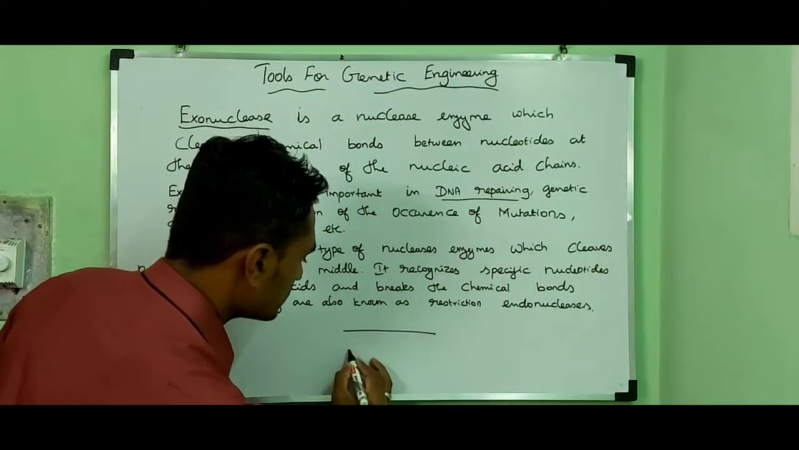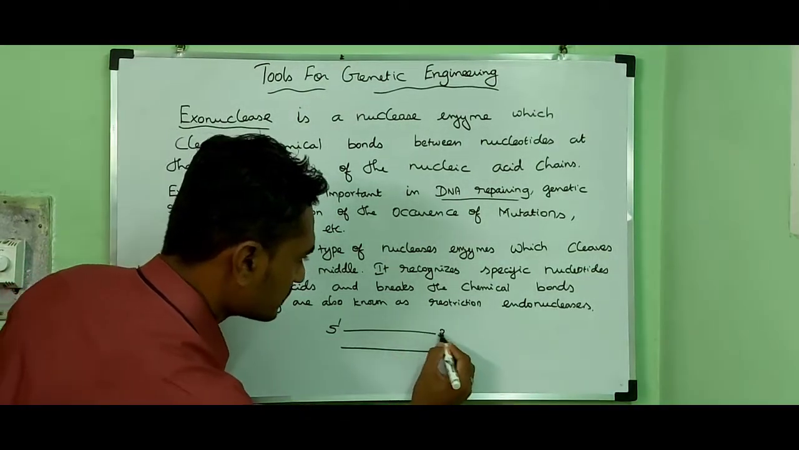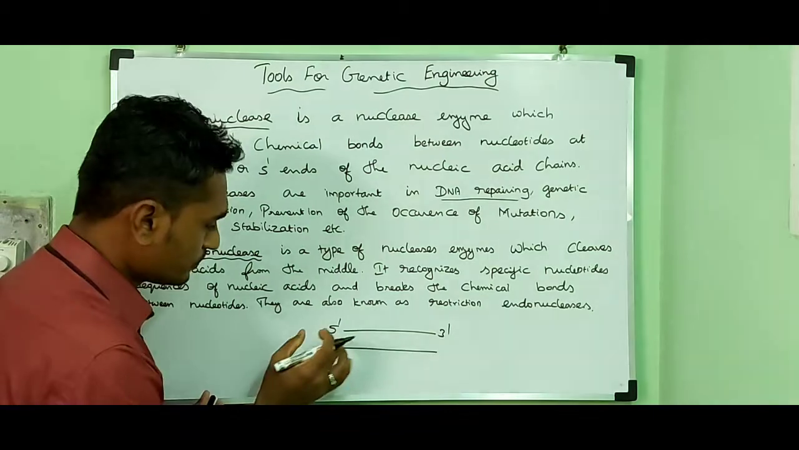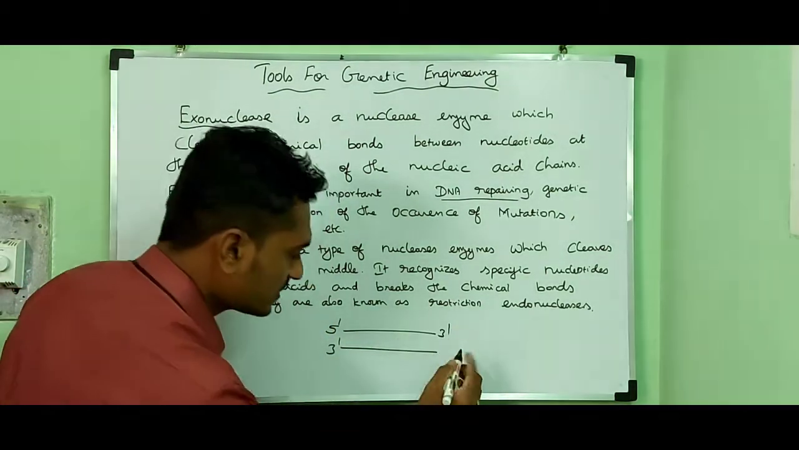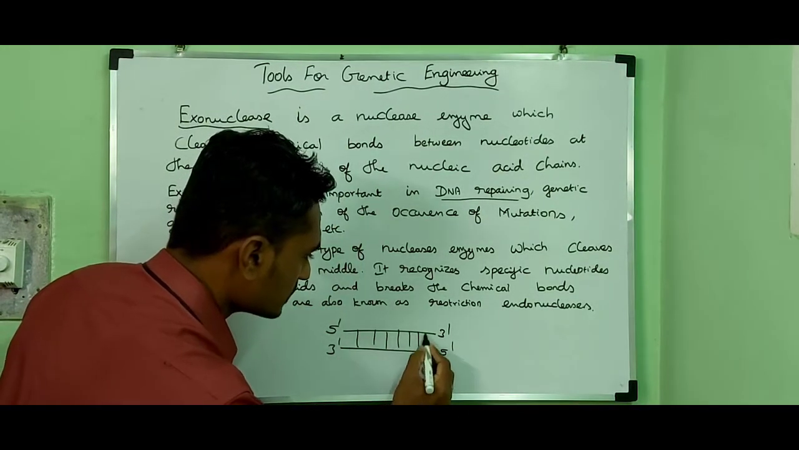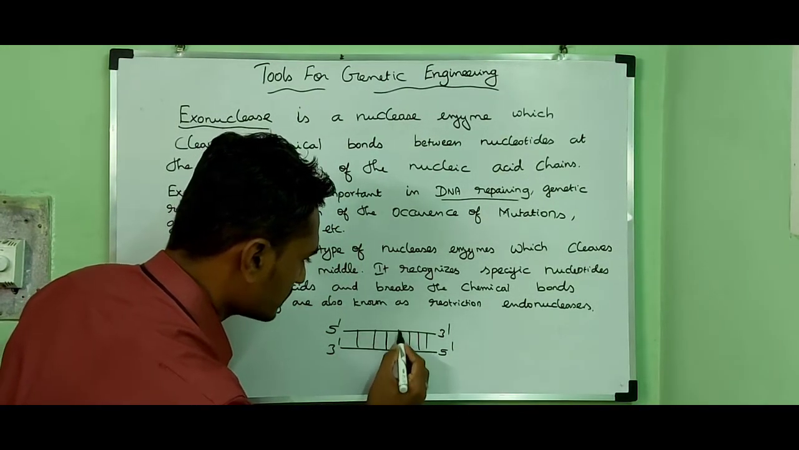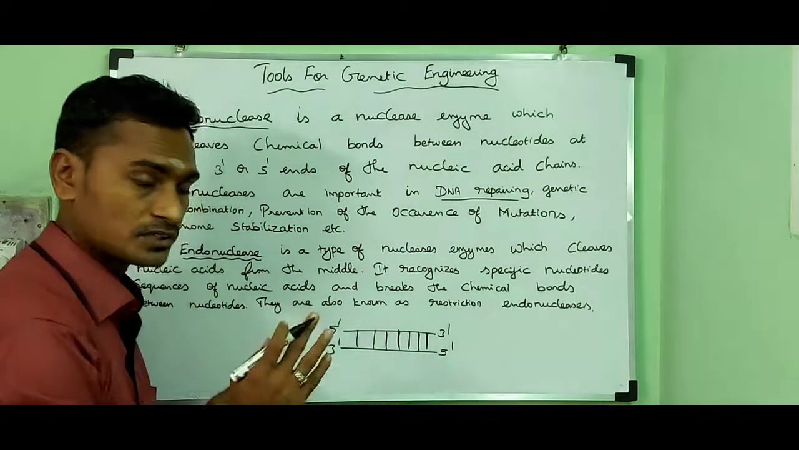This is a double-stranded DNA. This is the 5' end and it ends with the 3' end. The 5' end pairs with the 3' end, and here the 3' end pairs with the 5' end. The double strands are connected by bonds between the nucleotide sequences.